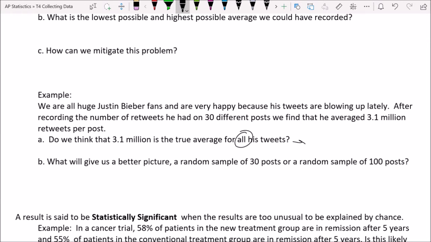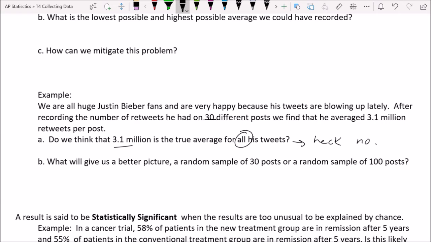And guys, your answer to that should be a resounding heck no. Okay, and it could be higher, it could be lower, but the odds of us taking a random sample and nailing it on the head, getting the exact right number, is basically nil. I mean, it could happen, but it's pretty unlikely.